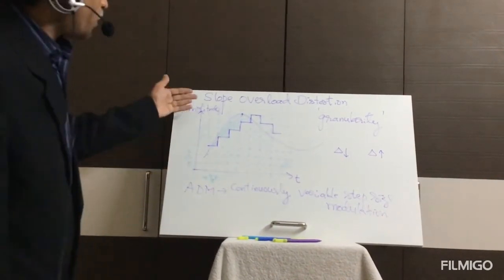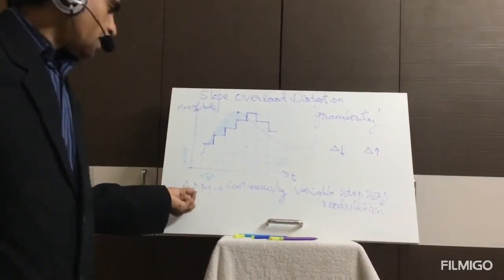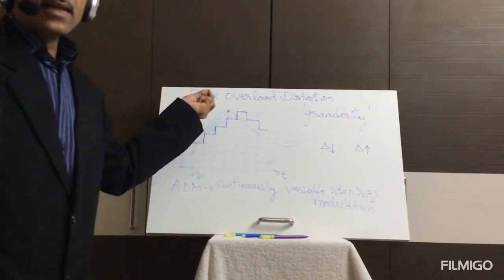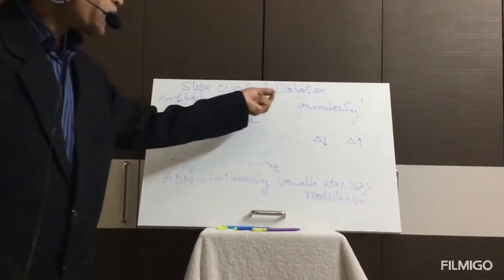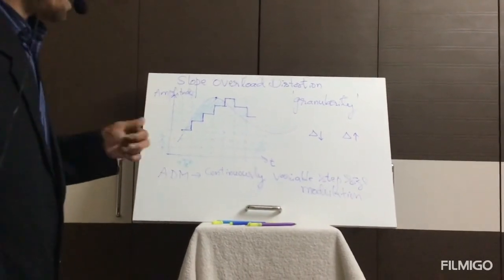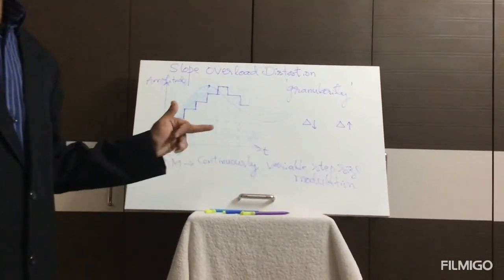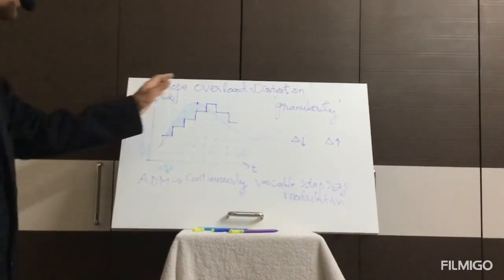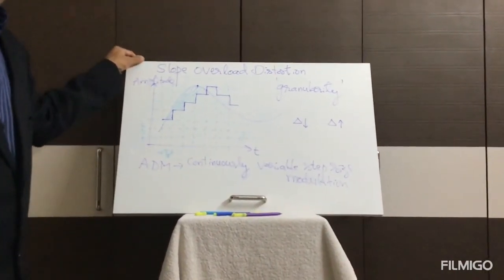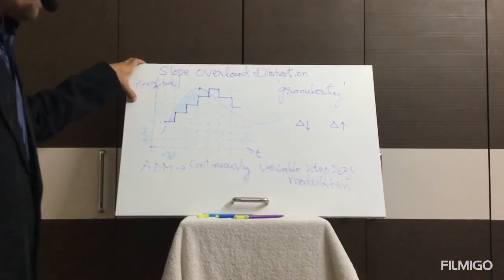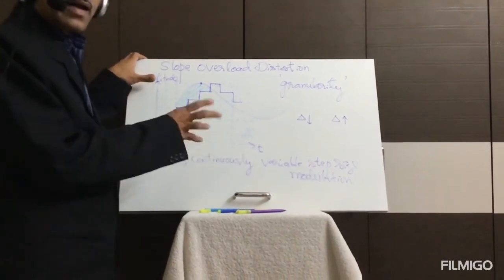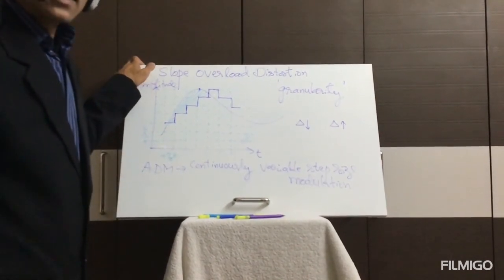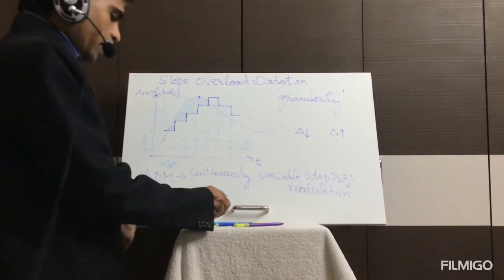For example, if you come across slope overload distortion, this adaptive delta modulation makes the step size increase, and once you come across granular noise, then the step size will be decreased. Like that, continuously the step size will be kept varying, and hence both of these difficulties can be overcome in the adaptive delta modulation. So there is one mathematical condition also to overcome this slope overload distortion in the delta modulator. Let me give that also.